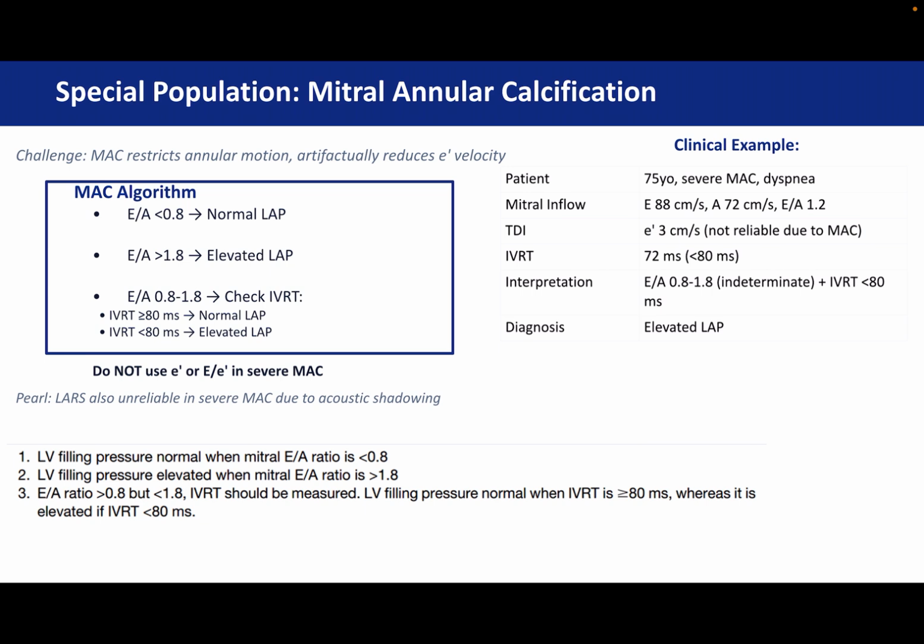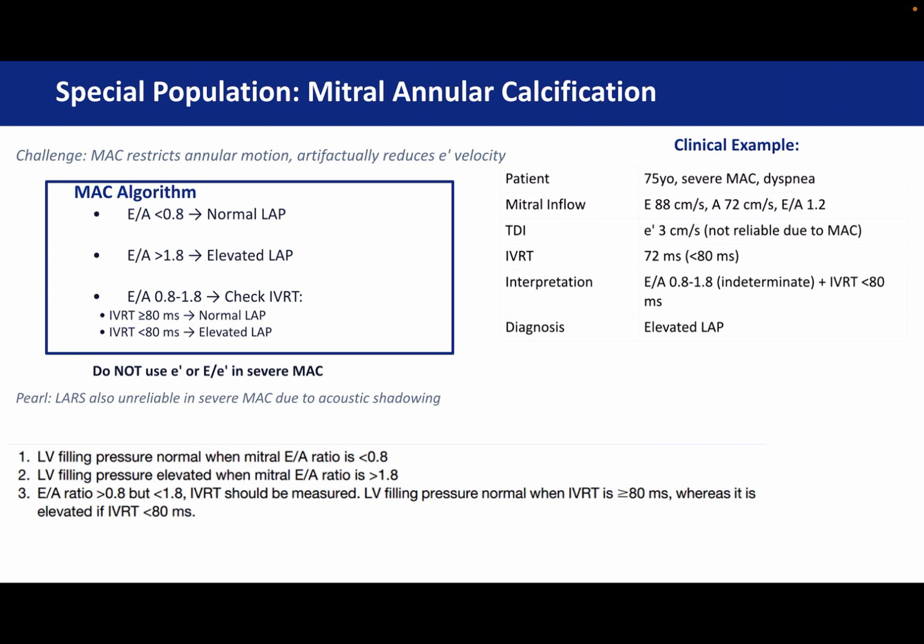Mitral annular calcification special algorithm. Mitral annular calcification, MAC, restricts annular motion mechanically, independently of myocardial relaxation. This means E prime velocity is artifactually reduced by the calcium, not by diastolic dysfunction. Using E prime in severe MAC will lead to systematic overgrading of diastolic dysfunction.